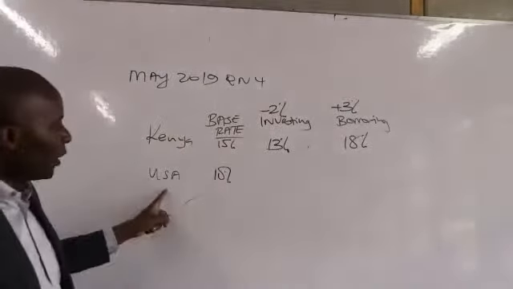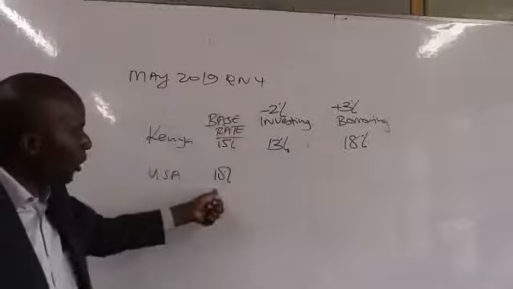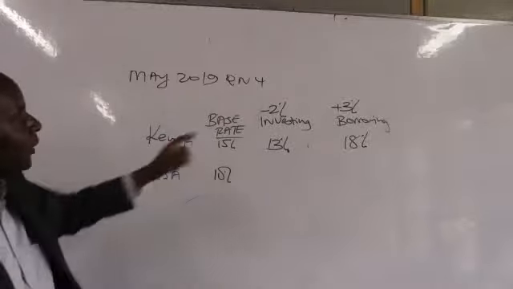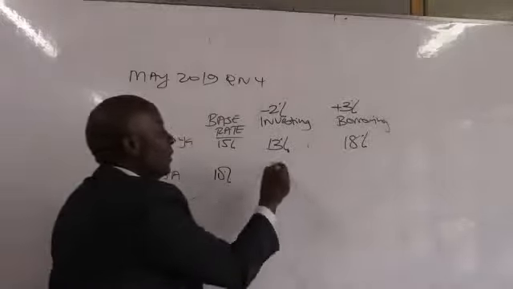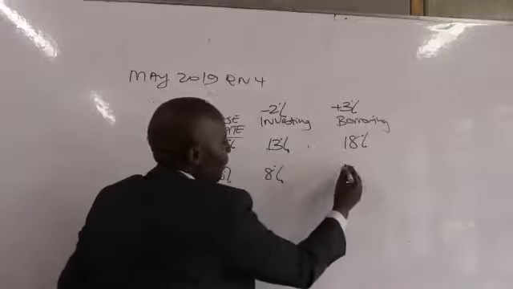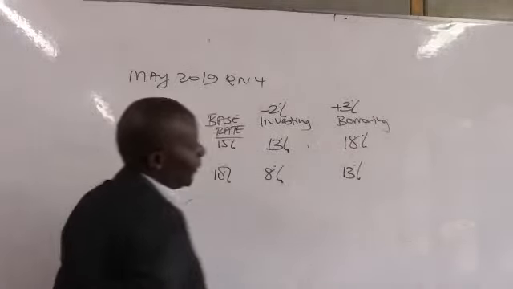Then for the USA, investing is 2% below the base, so 10% minus 2 gives me 8%. And 10% plus 3% gives me 13%.